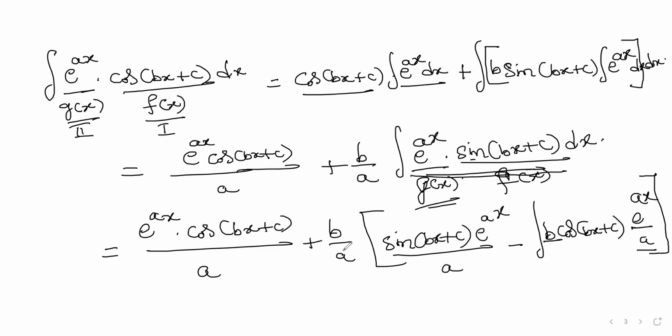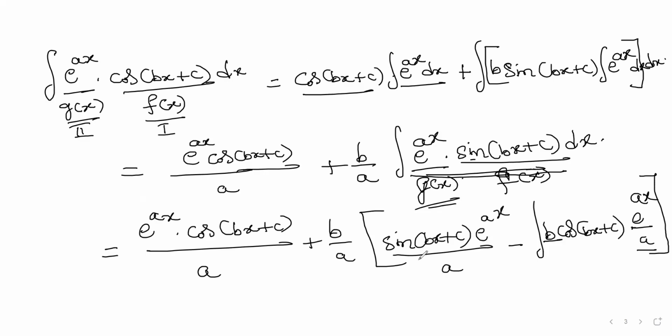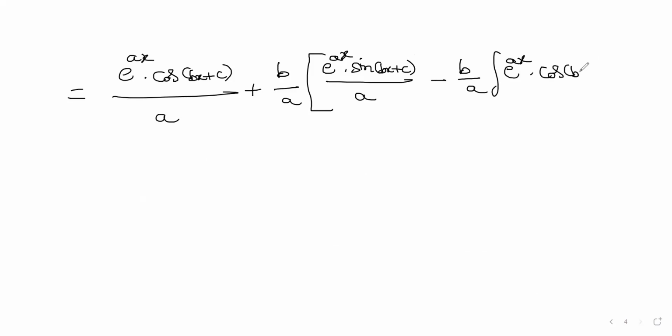So I will do one by one. So b by a, I will write this, then you will understand this much better. b by a into, I have e power ax into sine of bx plus c whole divided by a. This is what I have, minus b by a integral of e to the power of ax cos of bx plus c dx. Now we assume that the integral of e power ax cos of bx plus c is my I.